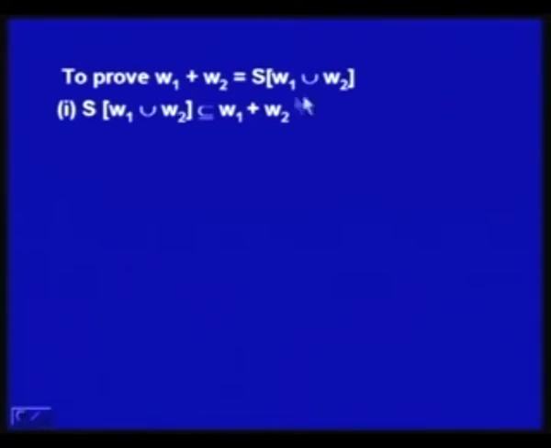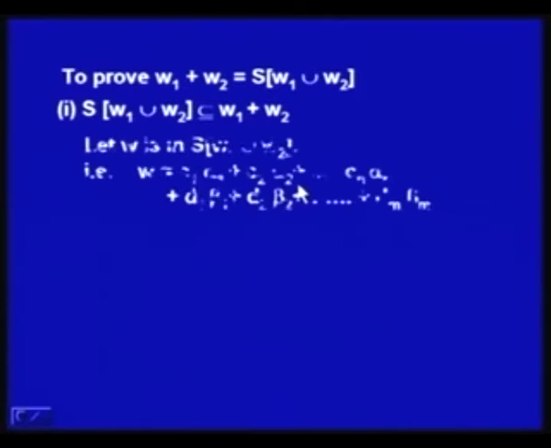Now, the next part we have to prove is that W1 plus W2 is equal to the span of W1 union W2. So, this again I prove in two parts. First, I will show that the span of W1 union W2 is contained in W1 plus W2, and later on I will show that W1 plus W2 is a subset of the span of W1 union W2, and that proves this equality. So, to prove the first part, I consider the span of W1 union W2.